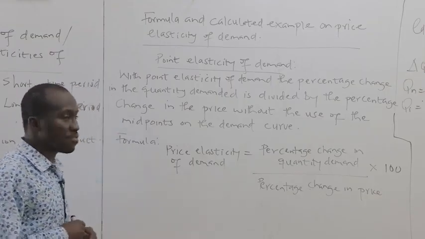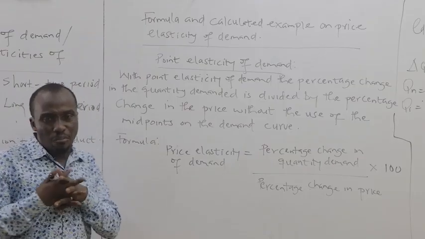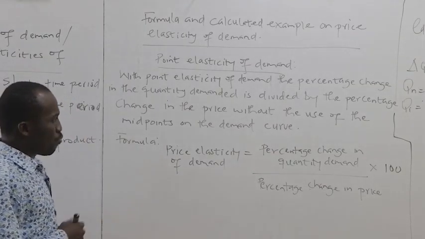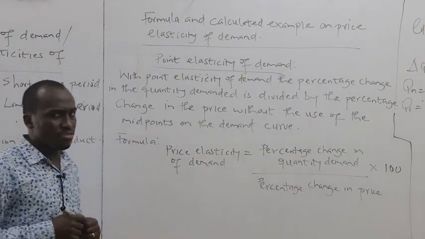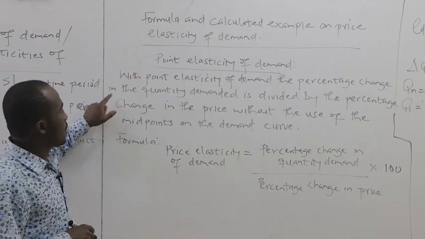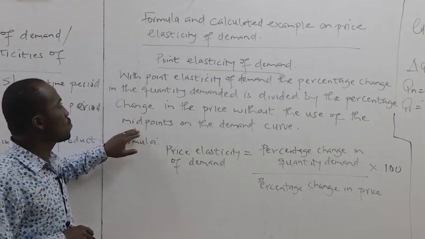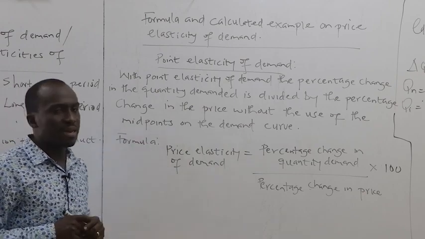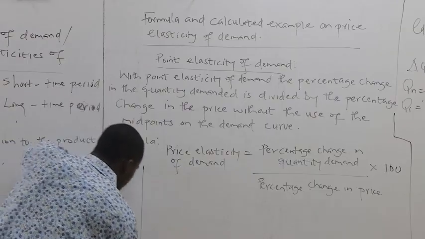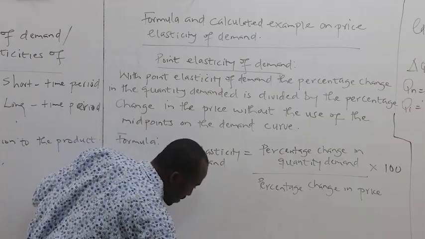Let's see how the point elasticity of demand works out. This is the point approach of calculating the price elasticity of demand. With the point elasticity of demand calculation, the percentage change in quantity demanded is divided by the percentage change in price without the use of midpoints on the demand curve. So let's look at this diagram. I hope you can see from here. Here is price, here is quantity demanded.